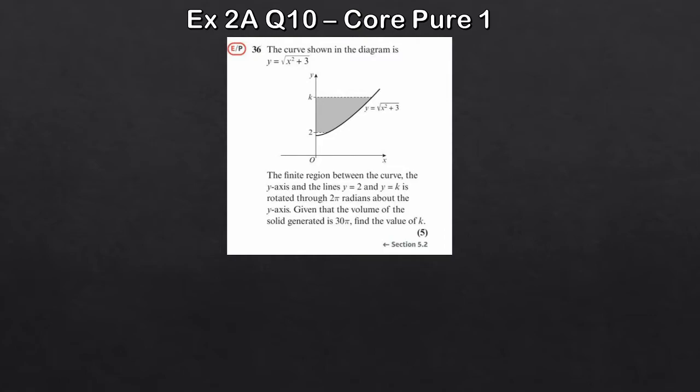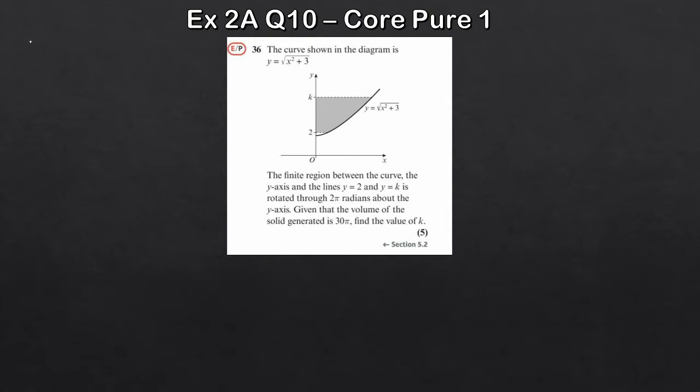Now this one here is where you're given one limit, so I've got the lower limit of 2, but my upper limit is k. Now we're given the volume, we're just asked to find the upper limit. So, are we rotating about the y or the x? So we're doing this about the y-axis.